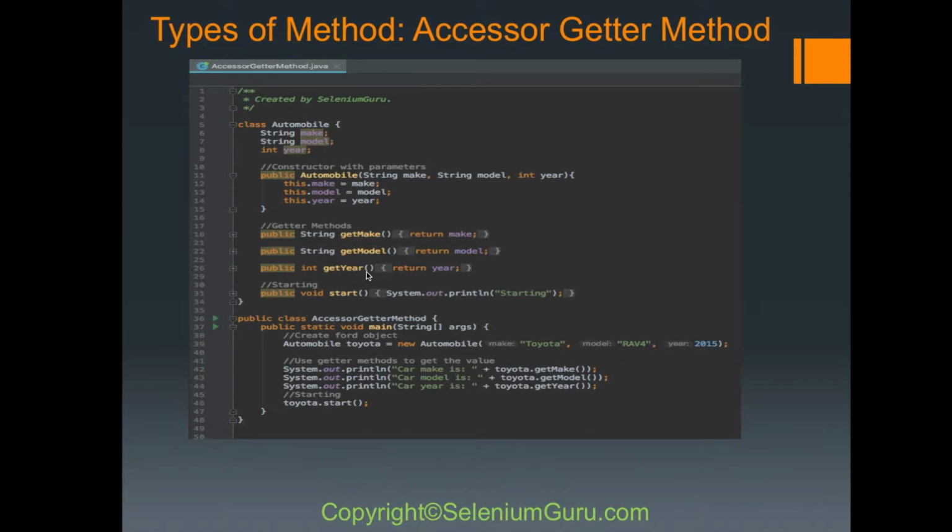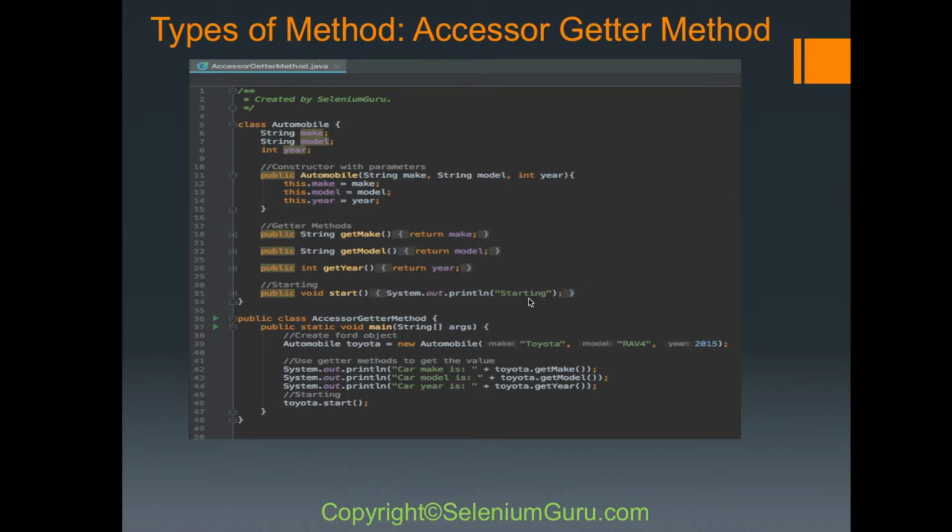And here, getYear, right? This is also a getter method because it has get in the front. Here you're creating a getter method with the return type int, because this variable is an int data type, and now I'm returning year, which is this one right here. So you create a constructor with three parameters, and you get the getter method for all these variables.